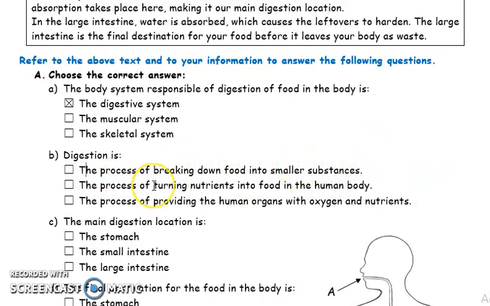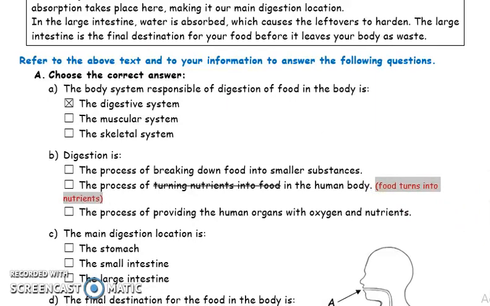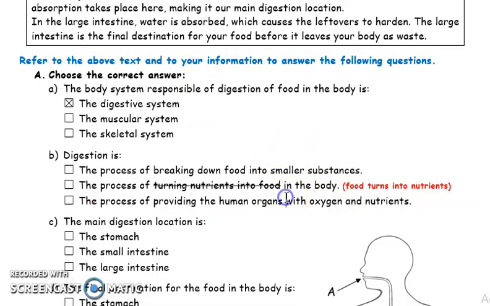Or we turn nutrients into food? This is for sure incorrect, since food turns into nutrients and not the opposite. Okay? Food turns into nutrients and not the opposite. Saying that nutrients turn into food is wrong. The process of providing the human organs with oxygen and nutrients, this is wrong. This is the job of the blood. The blood distributes oxygen and nutrients to the body parts.